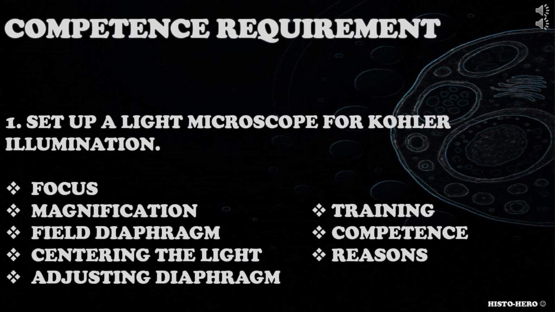The first competence requirement is set up a light microscope for color illumination. Candidates should be able to perform color illumination. Does the candidate perform color illumination setup correctly? Do they set up the light microscope correctly? Do they take the appropriate steps during the microscope setup? When addressing this competence requirement, candidate could consider the key steps like focus, magnification, field diaphragm, centering, their training and competence, reasons why setting up microscope is important.